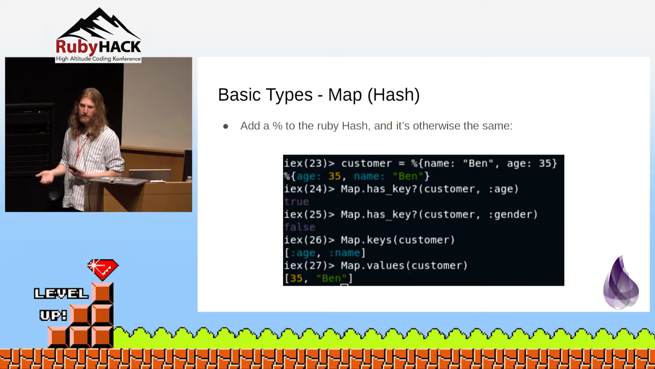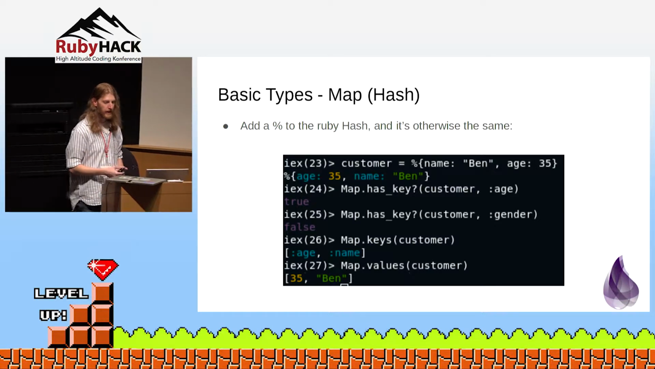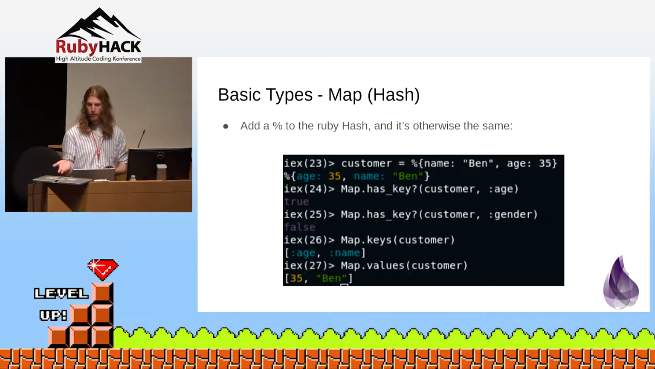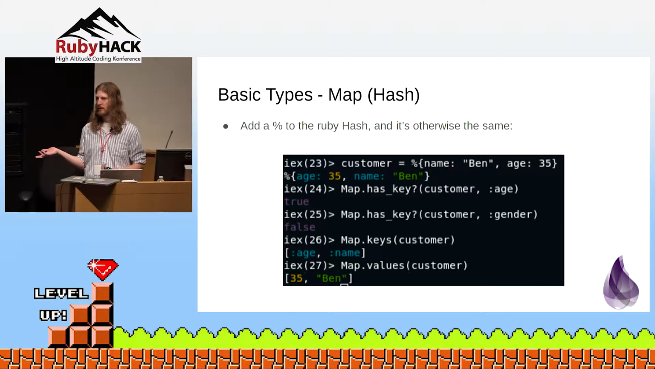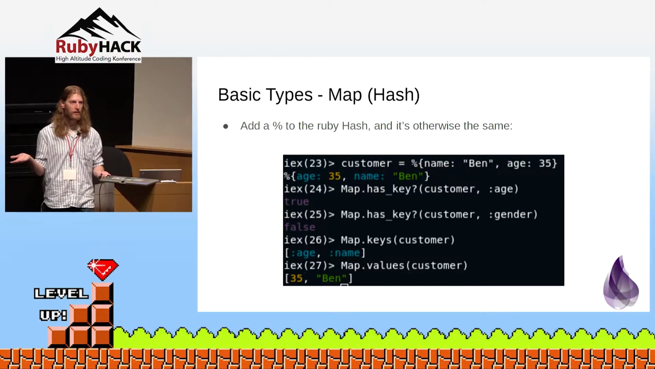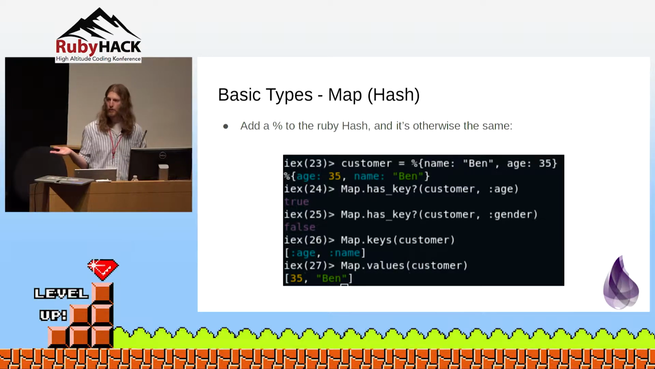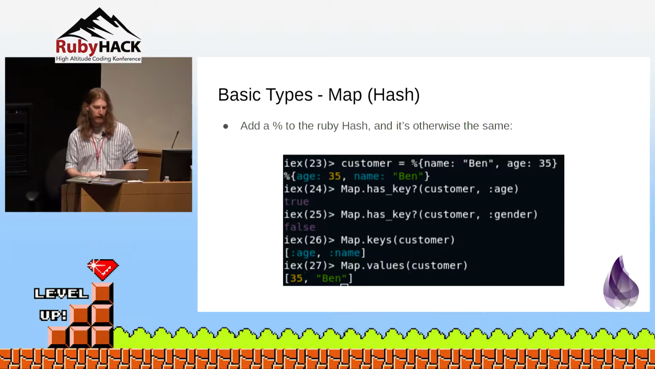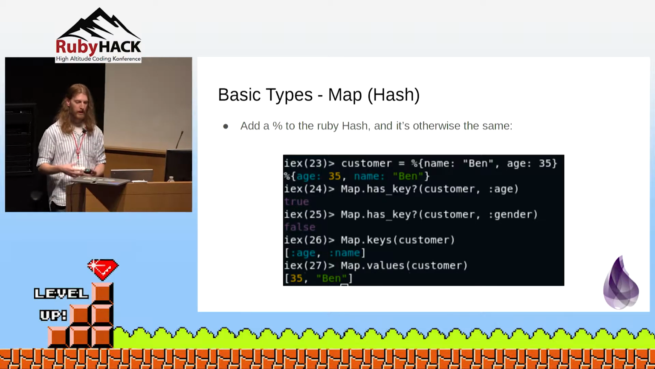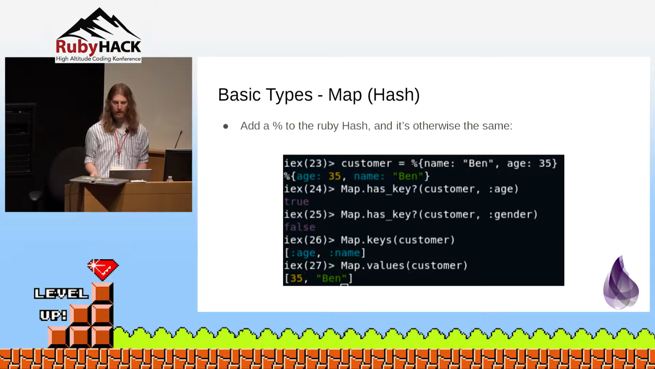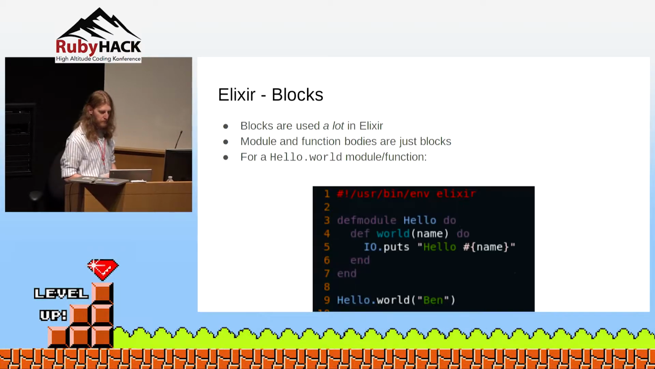So maps. Maps are basically the hashes from Ruby, and it's essentially the same syntax as Ruby. We're just slapping a % sign in front of it. And the reason we do that is because if we didn't, this would be a tuple, which obviously is not what we want. So you can see maps pretty much behave like you would expect. There's a map module. It's got a has key and a keys and values, and very, very similar to Ruby.